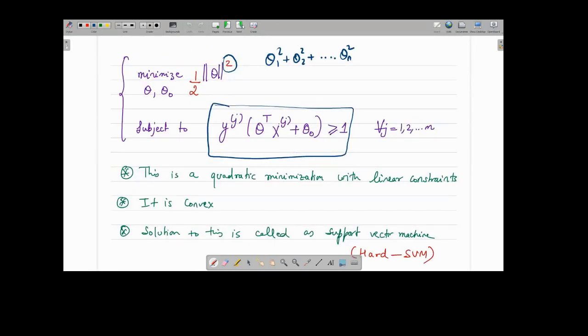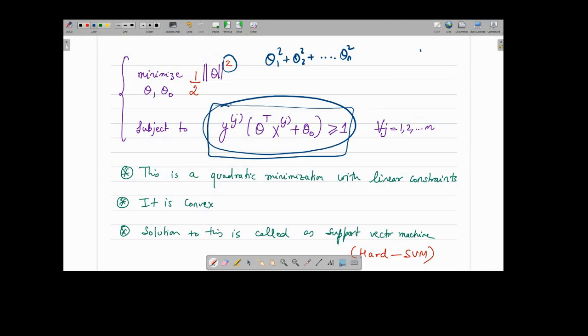Okay, so what we were discussing is this is a quadratic minimization, and the constraints that are involved here, they are all linear constraints. There is no quadratic constraint, so it's a linear constraint problem. It's a convex problem also, as you can see. This involves theta 1 square plus theta 2 square plus all this.